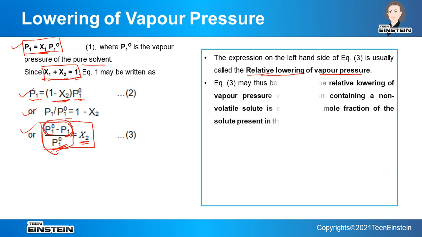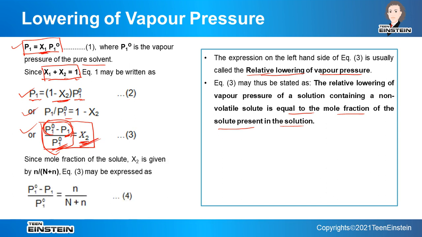So equation 3, we can state it as: relative lowering of vapor pressure of a solution which contains a non-volatile solute is equal to the mole fraction of the solute present in the solution. So this is the mole fraction of the solute present in the solution. This equation is very important, and as I have said, we can write in place of X2 this ratio, because this is actually the mole fraction.